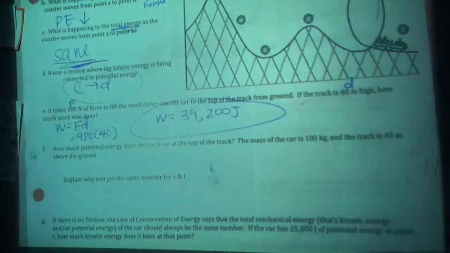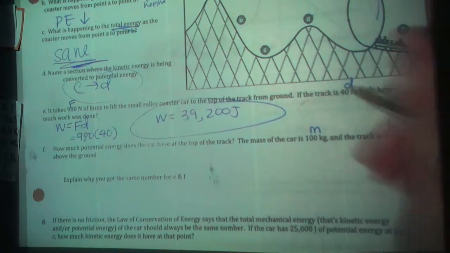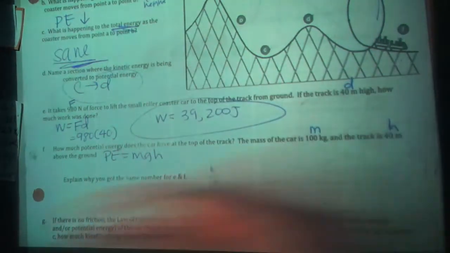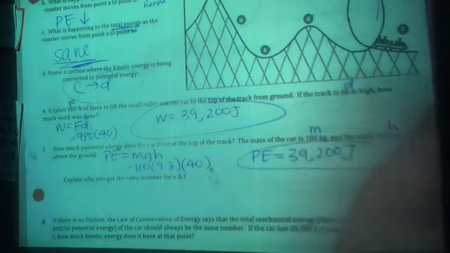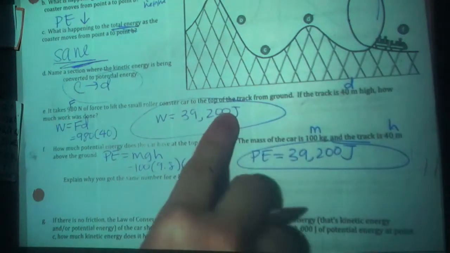F is asking how much potential energy the car has at the top if it has a mass of 100 and a height of 40. Now you might be wondering, wait, we just called that distance, why is this a height? Well, because I'm looking for potential energy, and potential is mg height, not just any random distance. So I'm going to use it as a height. Mass is 100, g is 9.8, and height is 40. So I get that my potential energy is 39,200 joules, which we'll notice is the exact same thing.